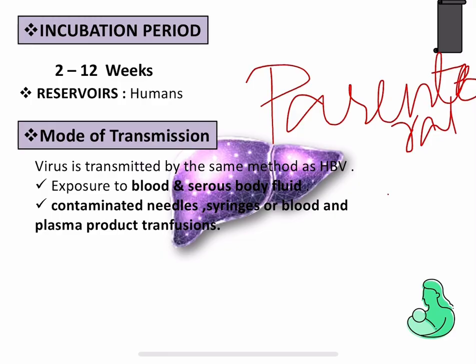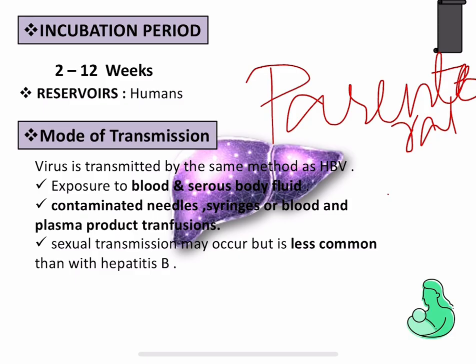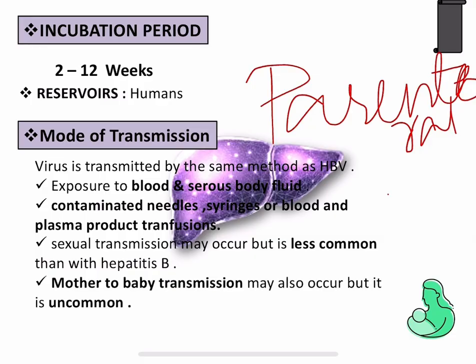The contaminated needles, syringes, in the drug abusers, if they share the needles and the syringes, also in the healthcare setups, if there is a use of the contaminated needles and syringes, it can result in the transmission of HDV. And also the transfusion of the unscreened blood and plasma products. Sexual transmission may occur, but it is less common compared to the hepatitis B virus. And also the vertical transmission from the mother to baby may also occur, but it is uncommon.